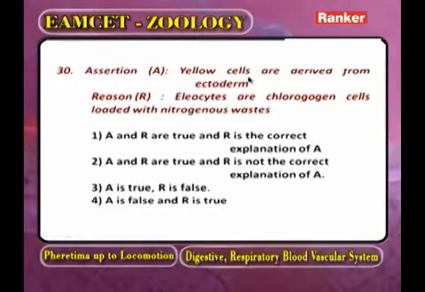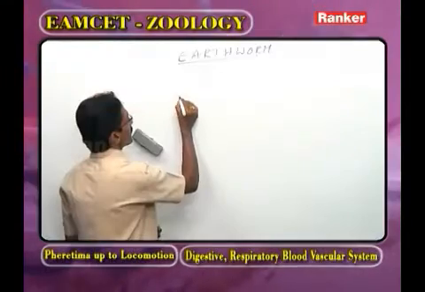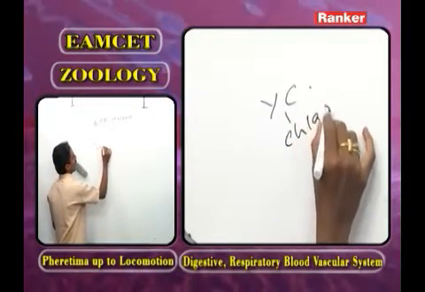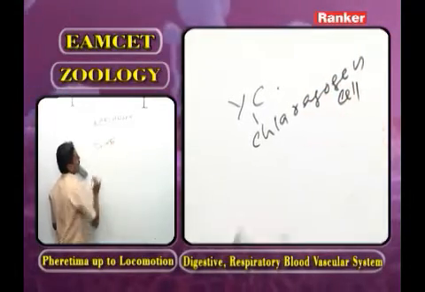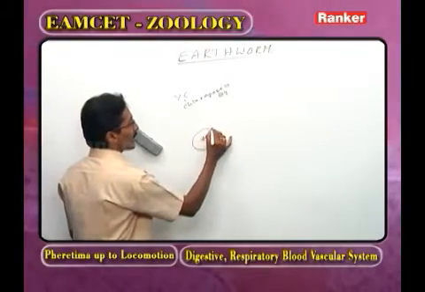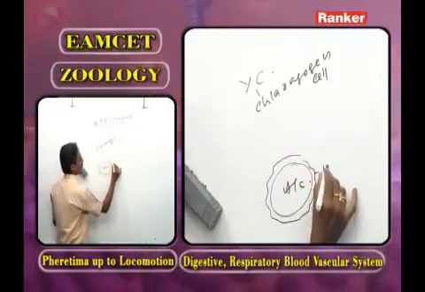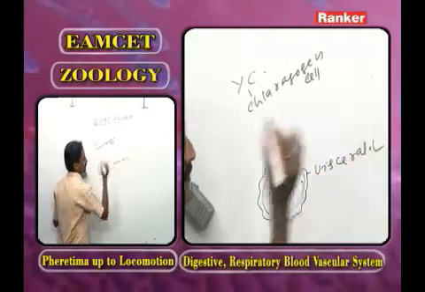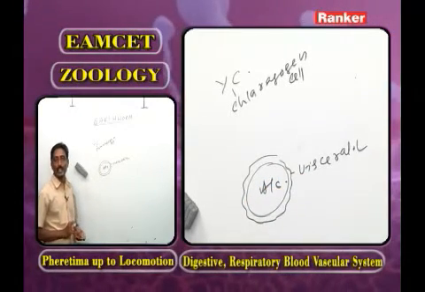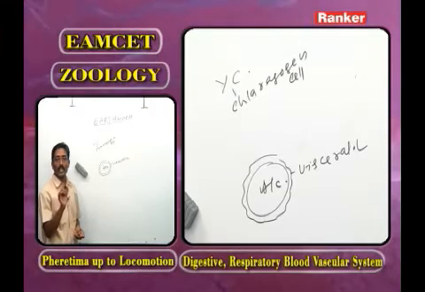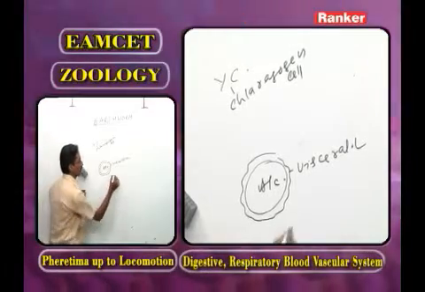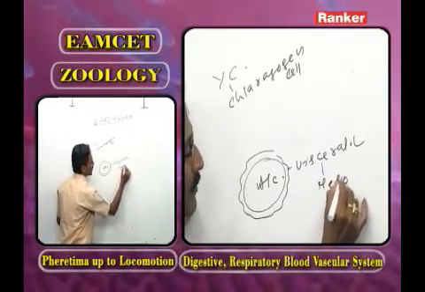Assertion: Yellow cells are derived from ectoderm. Now, this is YC. What is meant by YC? Yellow cells. The yellow cells are called the chlorogogen cells, we know very well. Now, as we observe the alimentary canal, externally, the alimentary canal is covered and protected by the visceral layer. Now you have to listen. Above the alimentary canal, what is the external covering? Visceral layer. What is the other name of visceral layer? Inner mesodermal layer or inner coelomic epithelial layer or splanchnic layer. This visceral layer is derived from what type of germ layer?